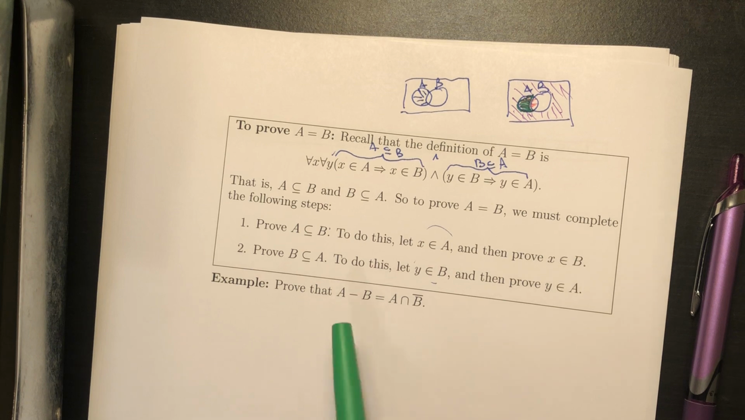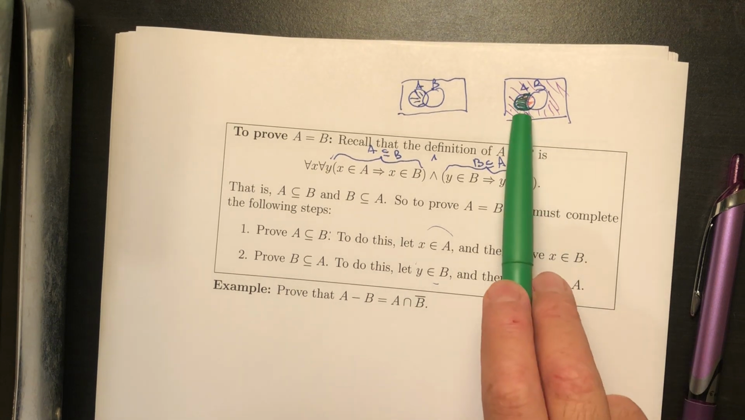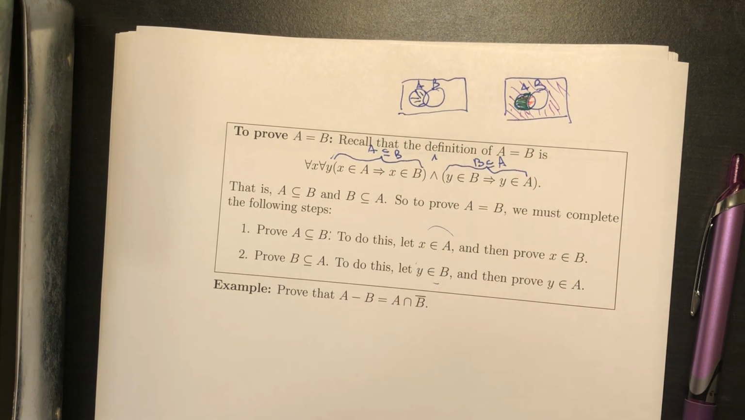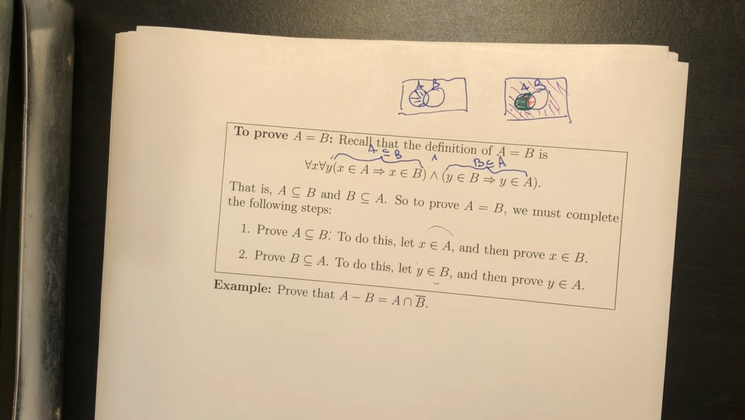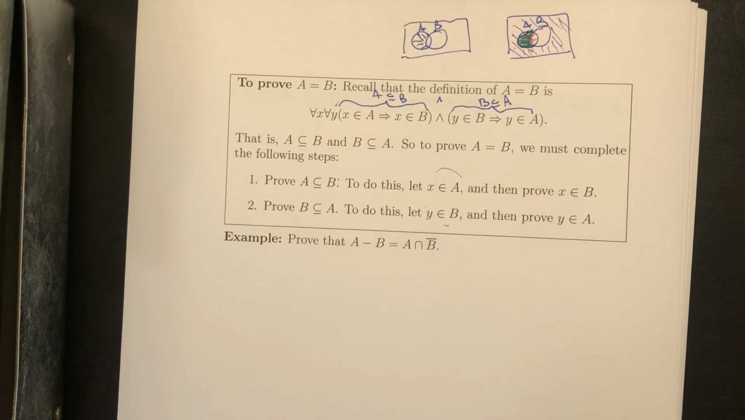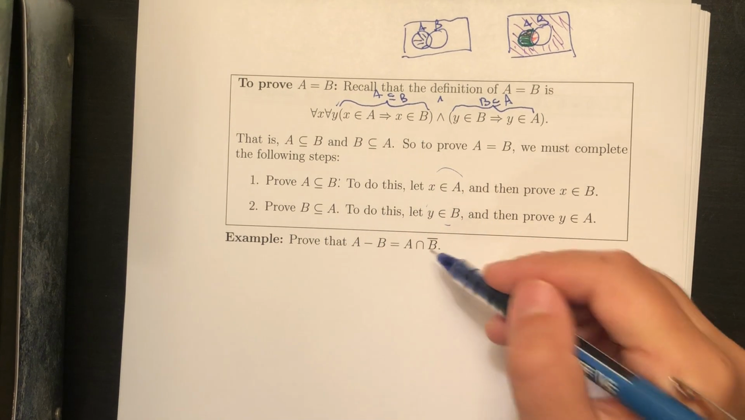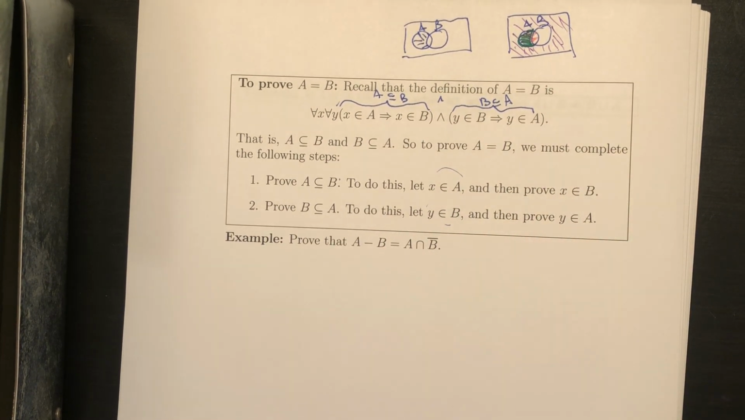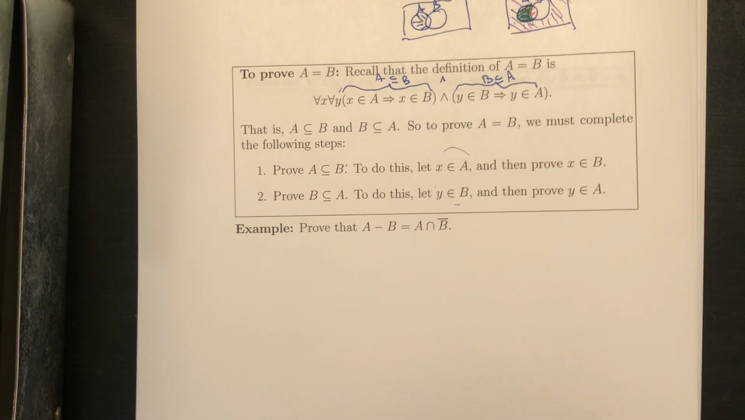So this certainly seems to be true that these two sets are equal to each other. If we look at the shaded regions for both, they look the same. And so this seems like it's true, but you need to prove it using the definitions. It's not enough to do a Venn diagram. So let's try to use these steps to prove that A minus B is equal to A intersect B complement.